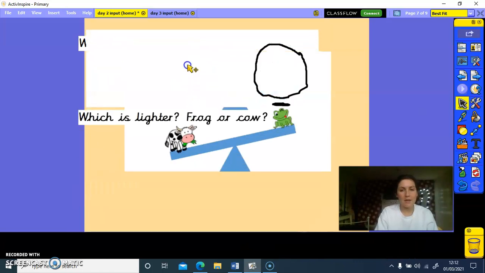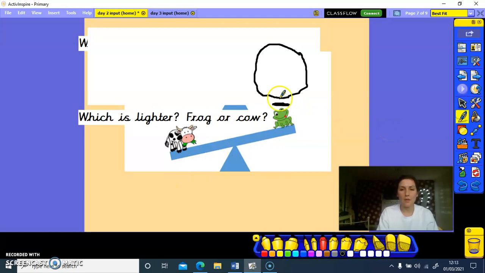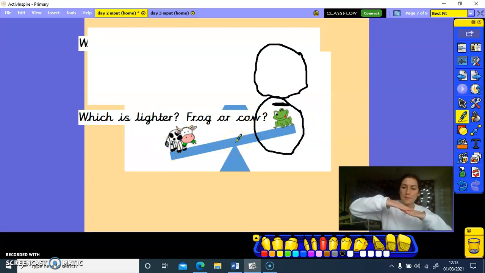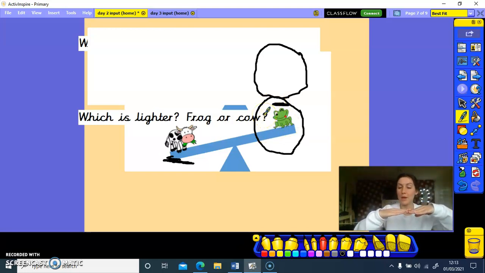This time, let's cover that up so you don't get confused. Which is lighter? The frog or the cow? Which is lighter? The frog, brilliant, because the cow has pushed the scales down because he is that bit heavier on his seesaw, and the frog is still at the top because he is lighter. Maybe if we added another frog, it might go to the same weight. You don't know, do you?